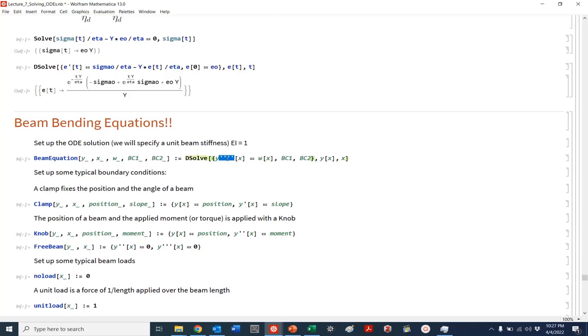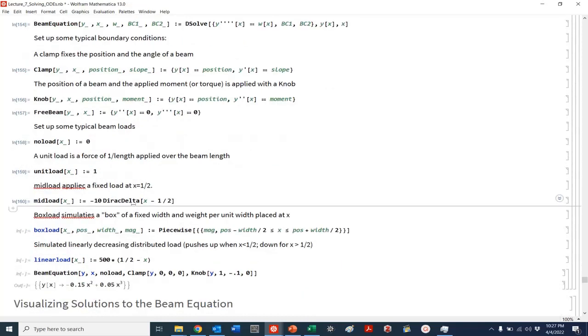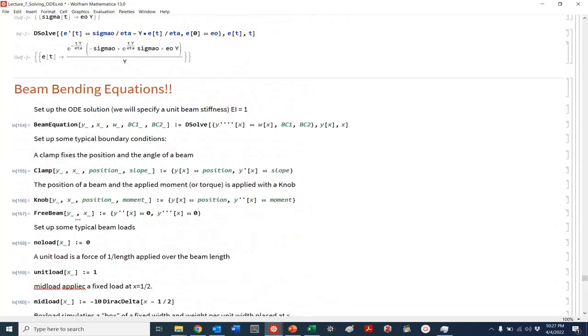Beam bending is a fourth order ODE. We can see free beam, no load, unit load, mid load. You can see this Dirac delta function where we're placing the load, and we can go ahead and load our system. You can see some solutions here. This is our beam equation, a fourth order ODE, and we can set some boundary conditions. For a clamp, we're going to fix the position and fix the slope value. So where do we put the clamp? And we're going to fix the angle.